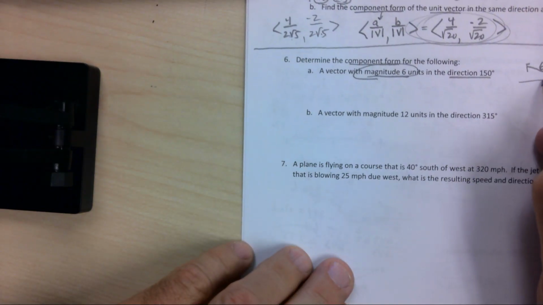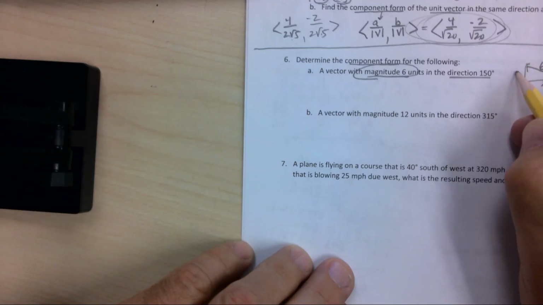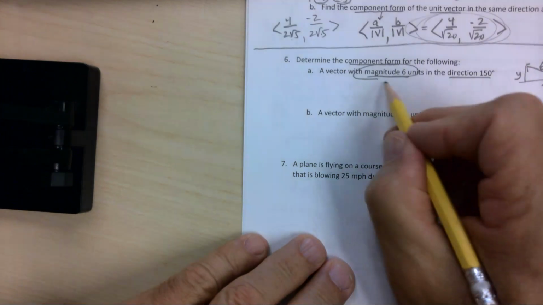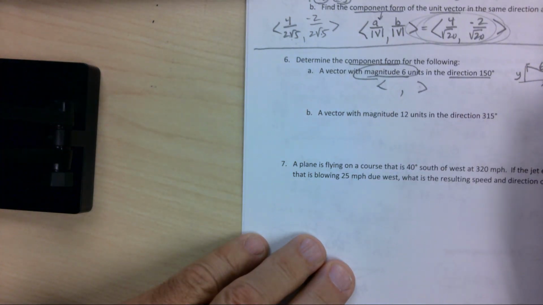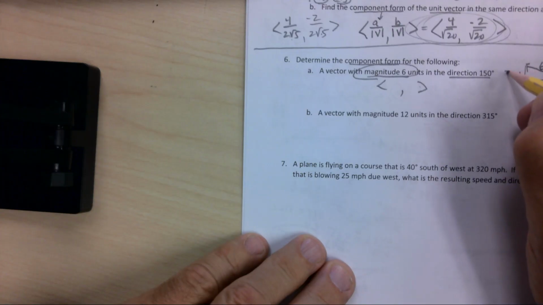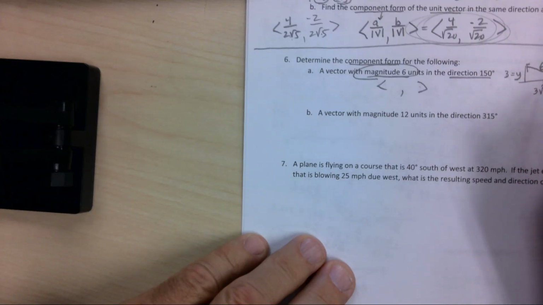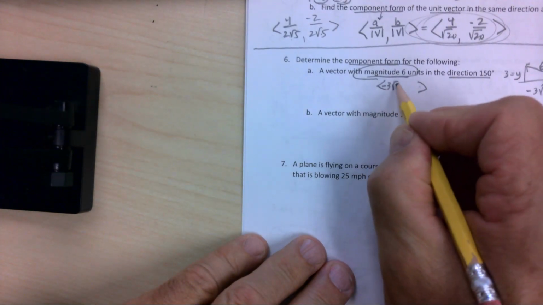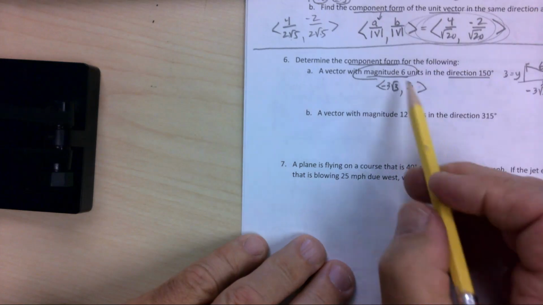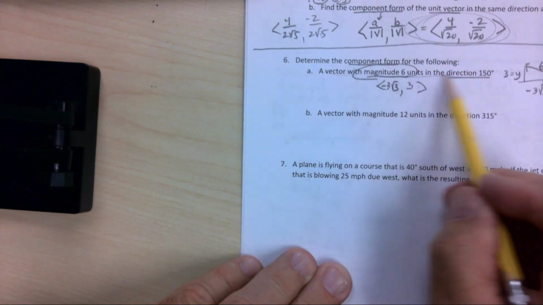Well, it's saying find the x and find the y, and put it in this sort of looking thing. Well, if that's 150, making this 60, that means this is 30. So we take half of the hypotenuse and we get that to be 3, and we multiply that by the square root of 3, so that's 3 square root of 3, but it's negative, which is huge. So it's negative 3 square root of 3, 3. There's the component form of that story.